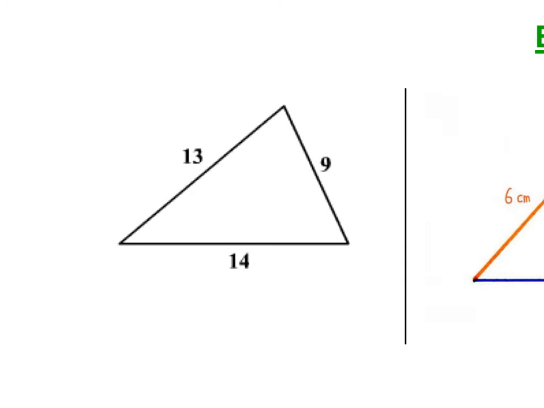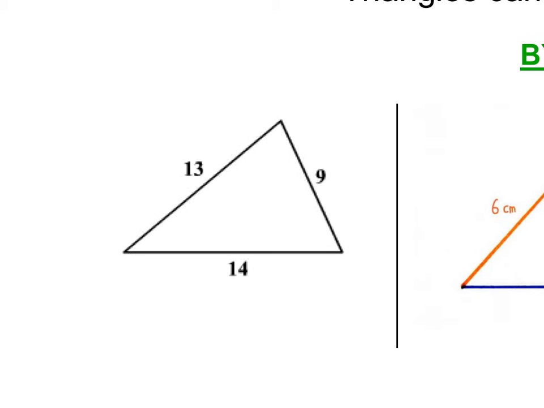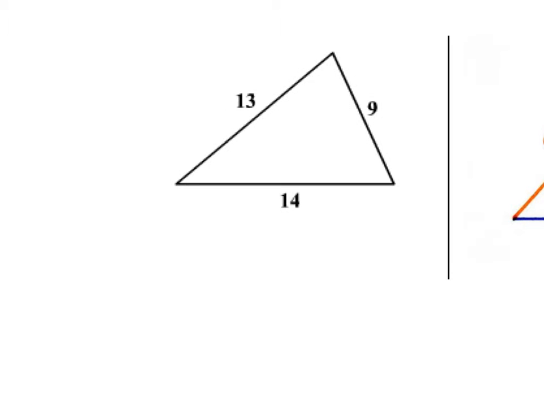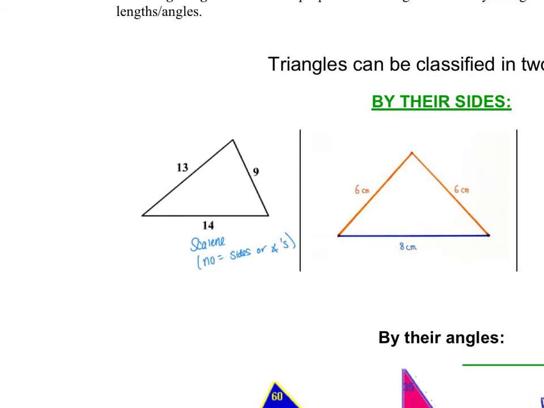The first thing we're going to do is classify triangles by their sides. If you look at this triangle right here, my side lengths are 13, 9, and 14. So I can see that I have no equal sides, no equal angles. So this is a scalene triangle. So, no equal sides or angles.